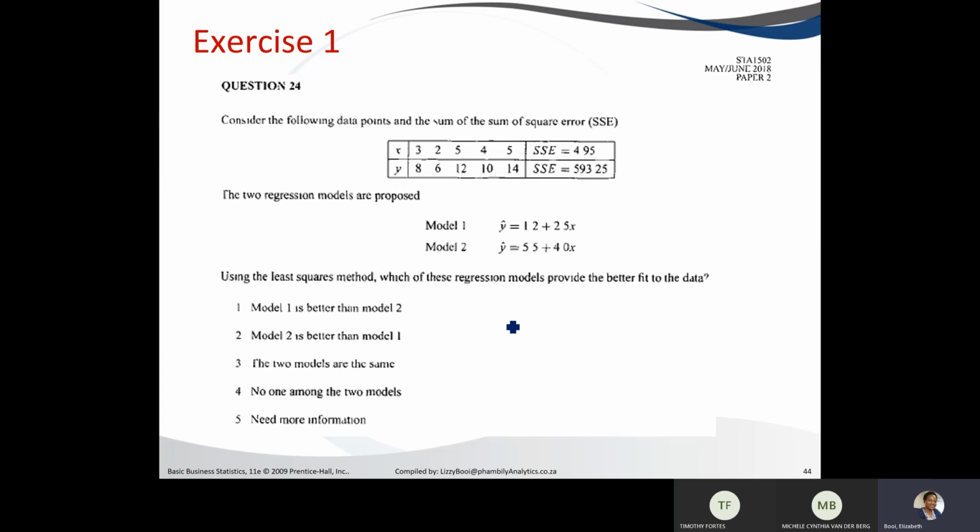So which question will be the correct one? Number 1 says model 1 is better than model 2. Number 2 says model 2 is better than model 1. Number 3 says the two models are the same. Number 4 says none of the two models best fit the data. And 5 says we need more information. So if we take our SSE, because they give it to us as part of the table to confuse you, this one comes from model 1 and this one comes from model 2.